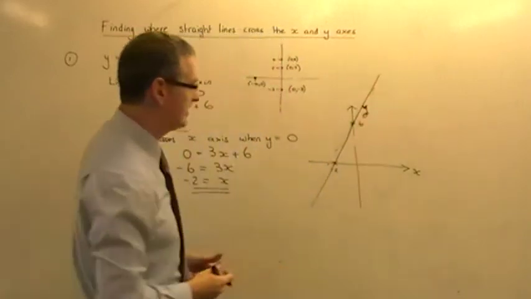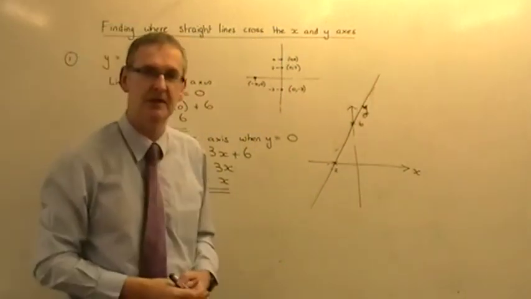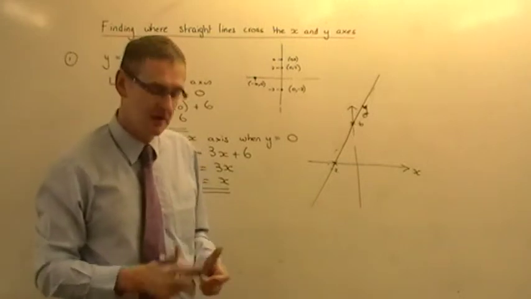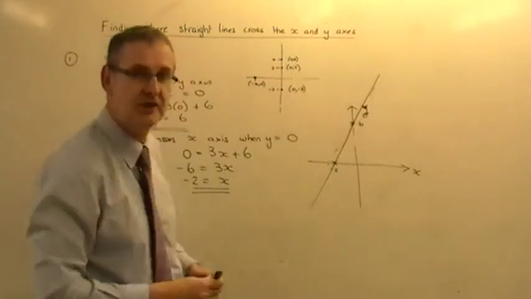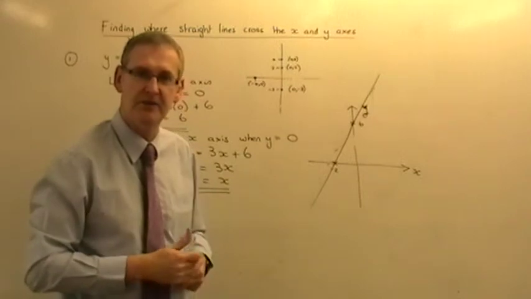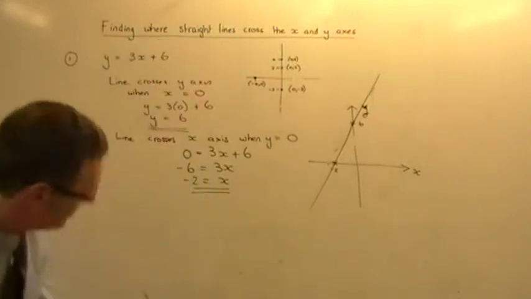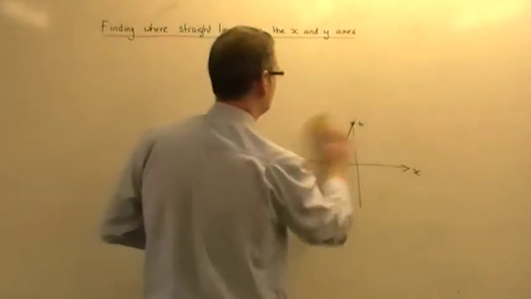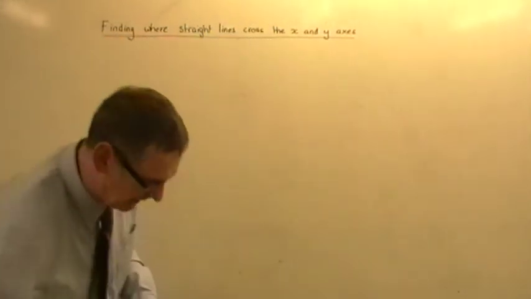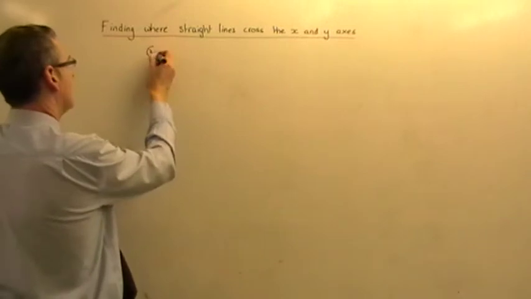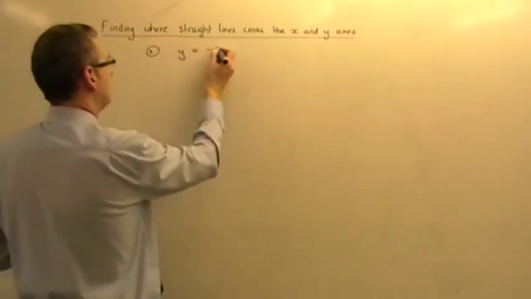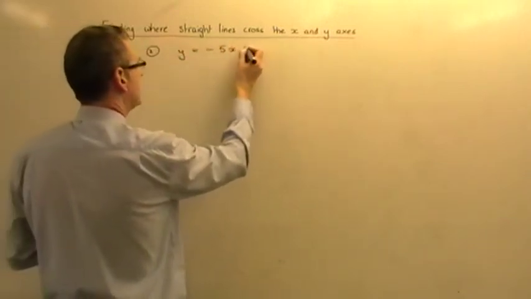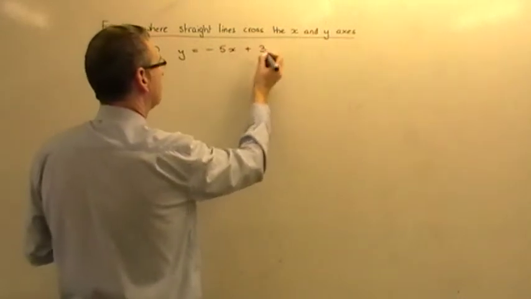There's the y-axis, and there's a sketch of this particular straight line that we're talking about. Okay, so let's have a look at question number 2. I'm going to speed up and see if this all makes sense now. So if I get rid of all of this, and for number 2 I'm going to say this. How about y equals minus 5x plus 3?